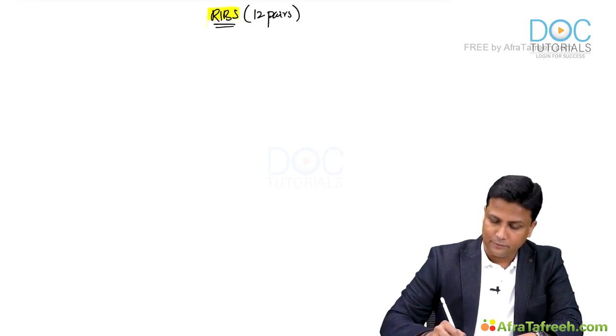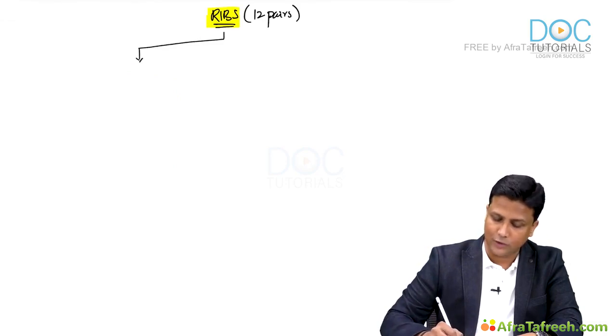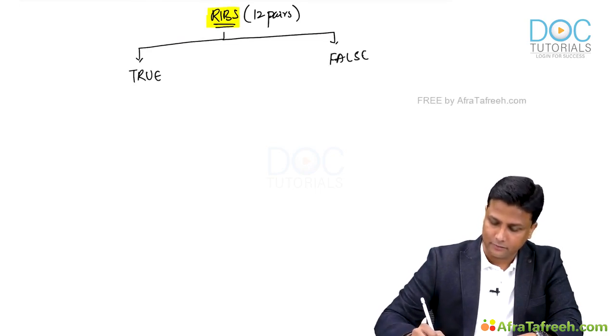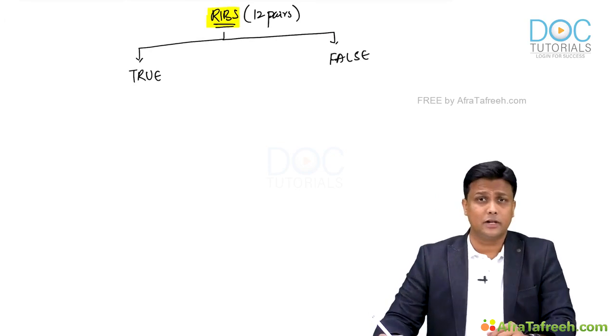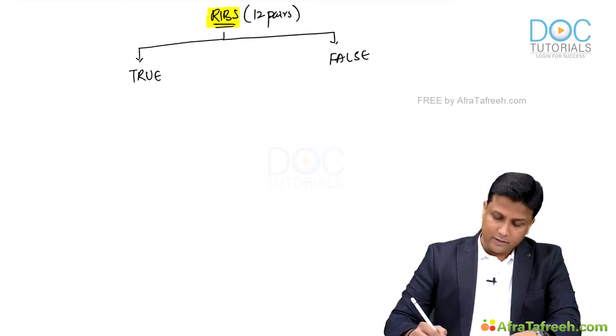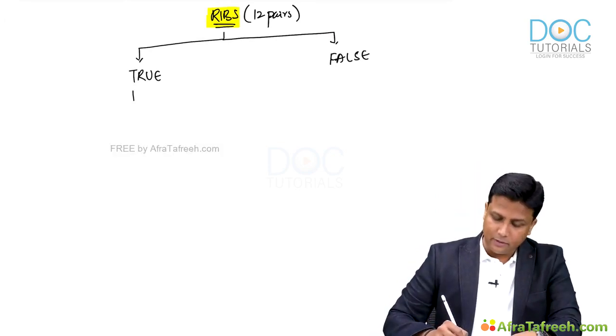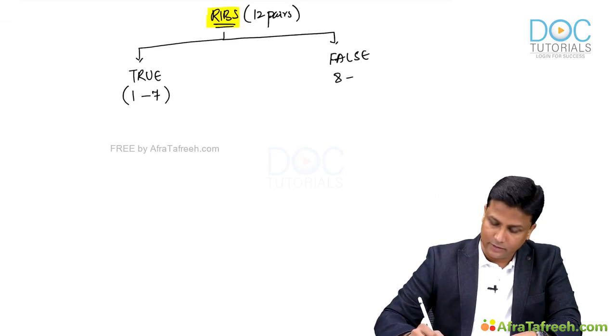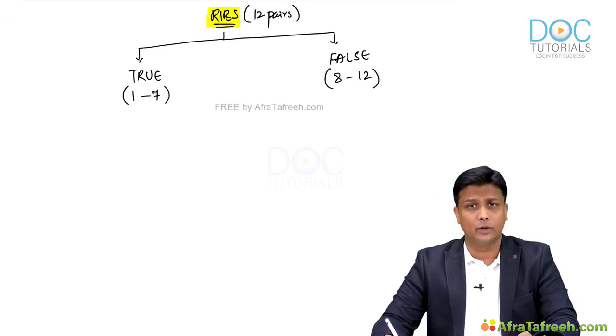Now out of these 12 pairs of ribs, remember all these 12 pairs are divided into two categories: true ribs and false ribs. Rib number 1 to rib number 7 are the true ribs, and rib number 8 to rib number 12 are the false ribs.